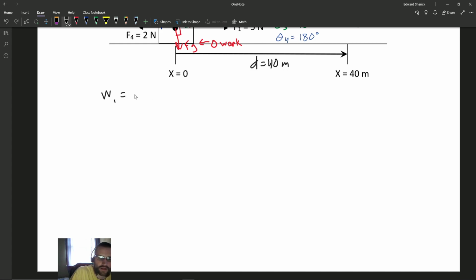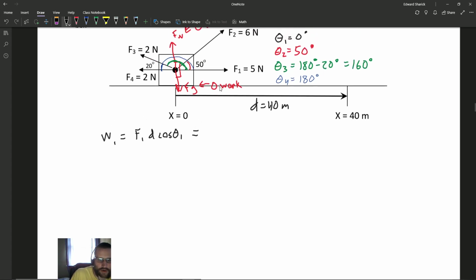Starting with work done by force 1 on the object, it is force 1 times distance times cosine theta 1. So this will be force 1, which is 5 newtons, and the theta of 0. So this will be 5 times 40 times cosine of 0. Cosine of 0 is 1, which just means that I get 200 joules of work by the first object.